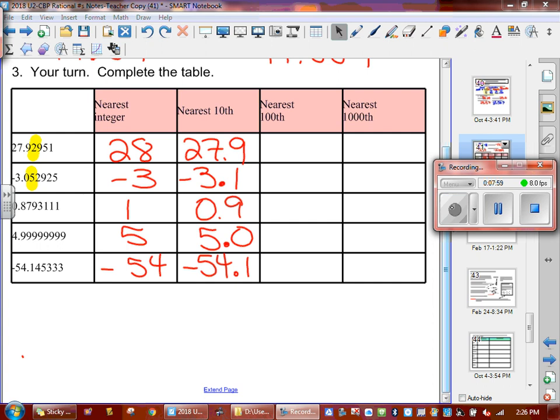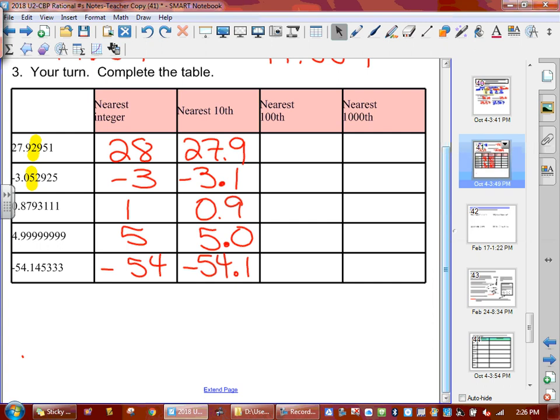Okay, 100th spot, like I said, we're looking at the third digit. The 9 is going to tell the 2 to add 1. So it's going to be 9.3. So we're going to get 27.93. The next one, we are going to look at the 2. What does the 2 tell the 5 to do? Stay a 5. Good job. So we're going to have negative 3.05. The 5 stayed the same.